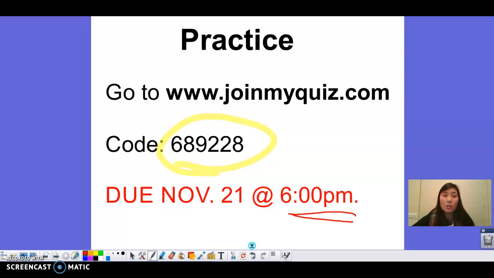And we are moving on to area of polygons on Friday. So make sure you get all these notes. Make sure you get this practice started. The sub is going to be expecting you to at least start this practice before you leave class. I'll see you guys tomorrow.